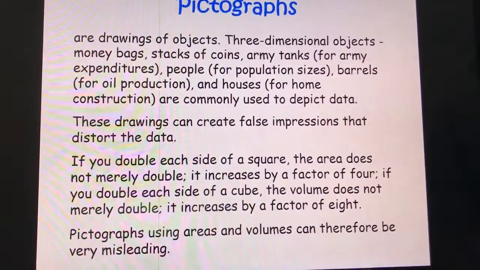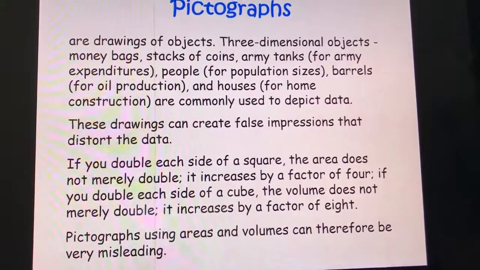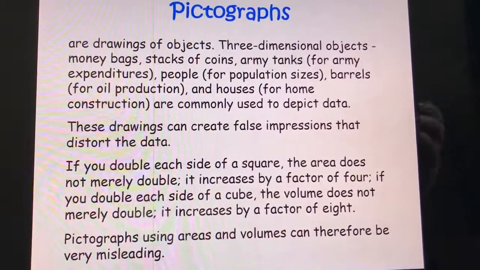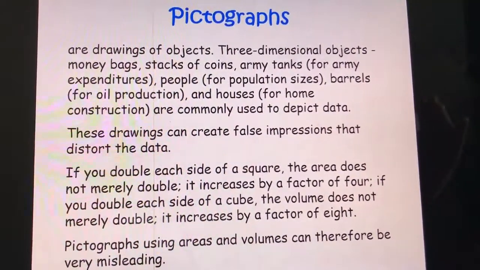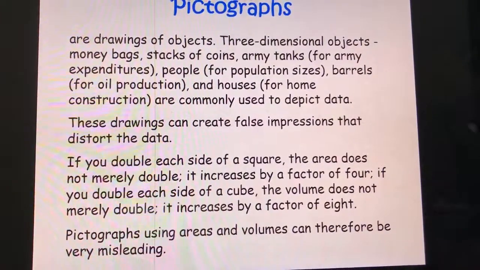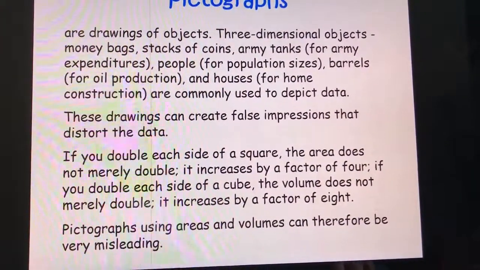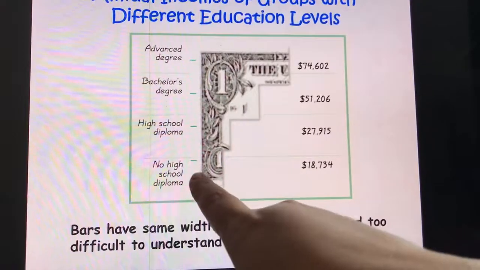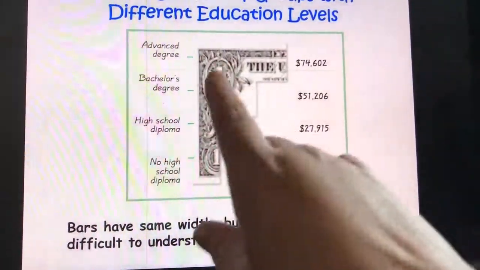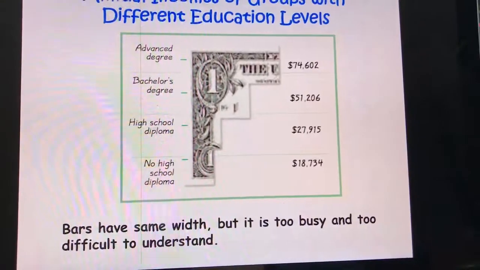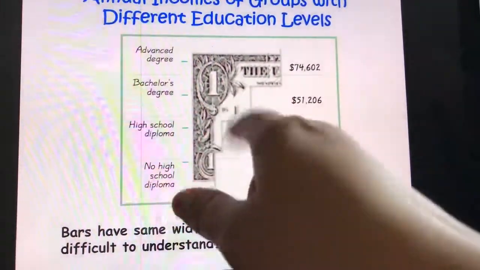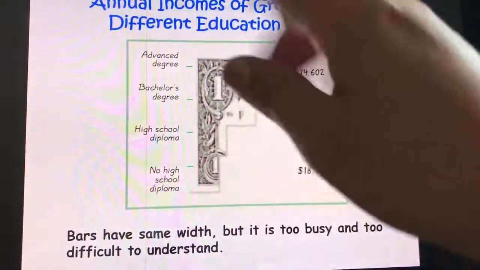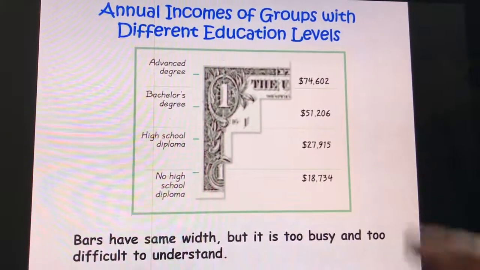Pictographs. Pictographs are hard to interpret sometimes because they're drawings and they're busy and they're three-dimensional, and it kind of makes data look distorted. You can read this here. The bars do have equal width on this, but number one, it's horizontal, and that's usually harder to read anyway. And then it's kind of busy, so it makes it a little more difficult to understand. Most people prefer bar graphs that go up. It's easier to understand when they go up.